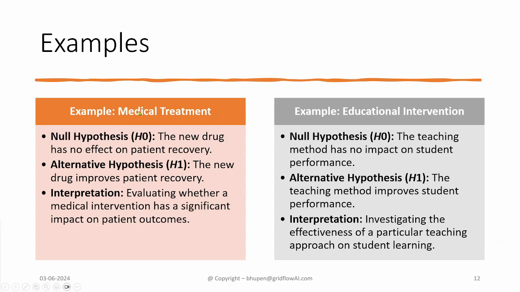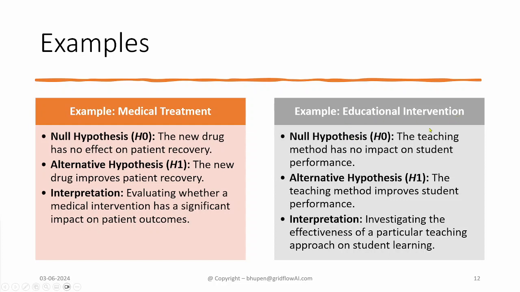Let's talk about one more, medical treatment. Let's say we have a new drug, and the new drug is introduced and you would like to assess if the new drug has an effect on the patients. So the null hypothesis would be something saying, oh, the new drug has no impact. So that's how you're going to start. And the counter hypothesis would be the new drug has an effect, either bad or good. So you would like to validate that.